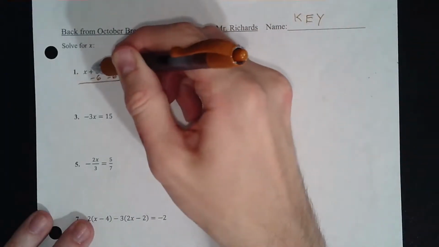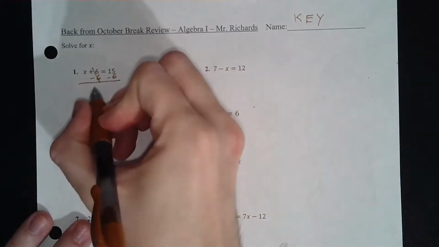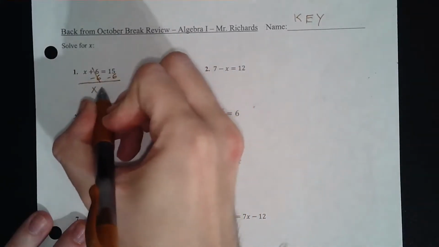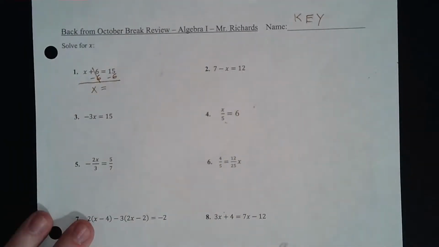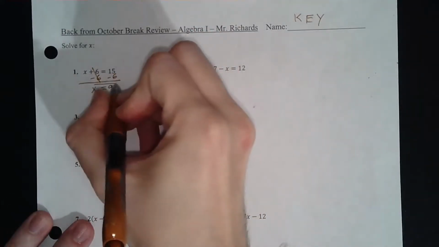X plus 6 minus 6 there. Plus 6 and minus 6 cancels out completely, becomes 0. It's called the inverse property of addition. So you just get x over there because it's x plus 0, and 15 minus 6 is 9. Easy enough.